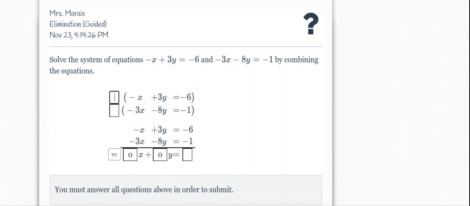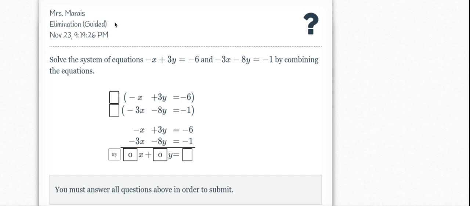So you're going to start with elimination today. And one of the things about eliminating, or the strategy of elimination, is that what we want to do is combine the equations so that one of our variables, either the x's or the y's, it doesn't matter which, will have a coefficient of 0.